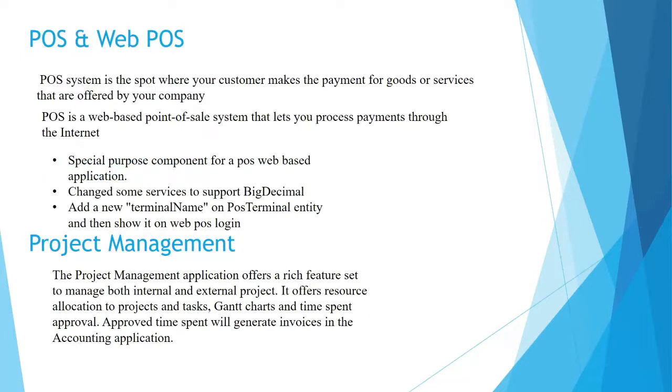POS and web POS. A POS system is a spot where your customer makes the payment for goods or services that are offered by your company. For example, restaurants, retail businesses, and grocery stores. Because all have their specialties, that is why they need a POS system that meets their specific needs. And web POS is a web-based point of sale system that lets you process payments through the internet, without clunky and expensive software that makes you buy a new version. So these are the three types.